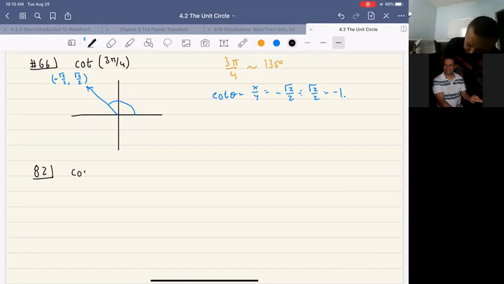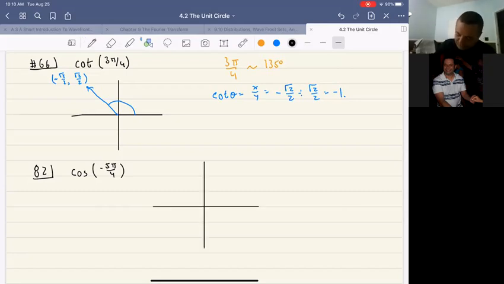Cosine of negative 5 pi over 4. Okay, so let's draw this again. Okay, so we're doing 5 pi over 4, but negative. Okay, so negative 5 pi over 4. I'm not going to convert this one. I'm going to give you guys another way to think about it. I'm trying to give you multiple ways that you could think about it. You could, of course, convert this as well. Okay, but I'm going to think about it this way this time.